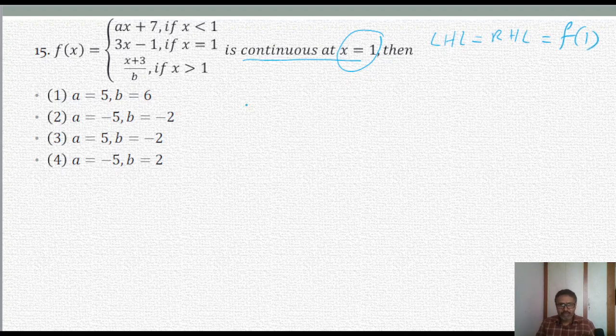Let us find the value of the function at that point, x is equal to 1. When x is equal to 1, the function is 3x minus 1. So let us find this first. Put 1 in place of x. So the value of the function is 2.